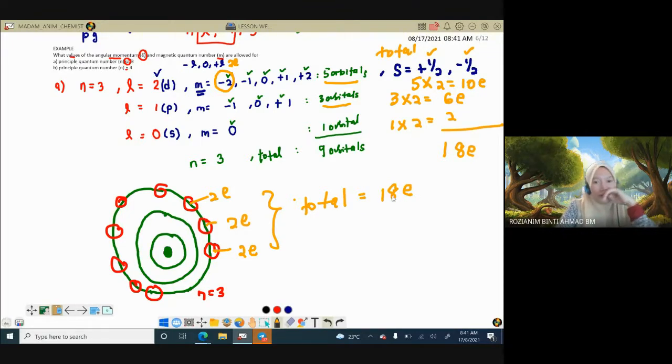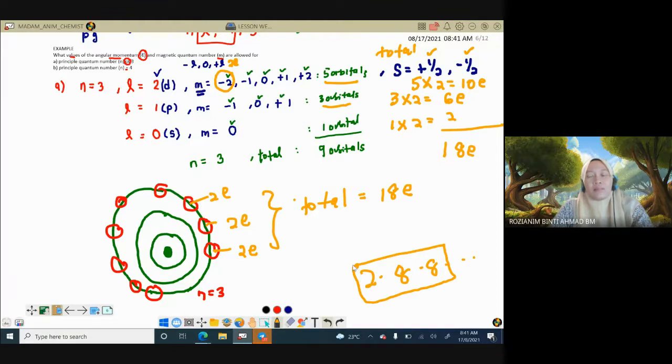So sebab itulah dekat sekolah you belajar 2.8, point something. Sebab kat sekolah you belajar sampai 2.8 je. So lepas tu dah tak belajar dah. Sekarang ni kita akan belajar further lagi berkaitan dengan konsep kuantum. Lepas 8 dia adalah 18. And then dia akan jumpa lepas 18 and so on lah. Faham? Dapat? Tak apa, kita akan praktis lagi.